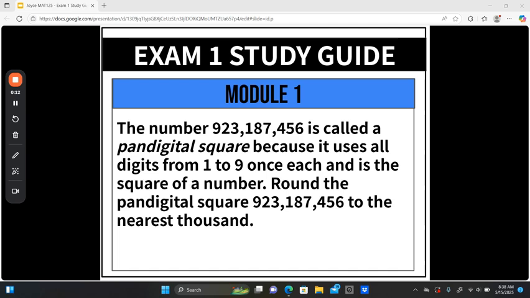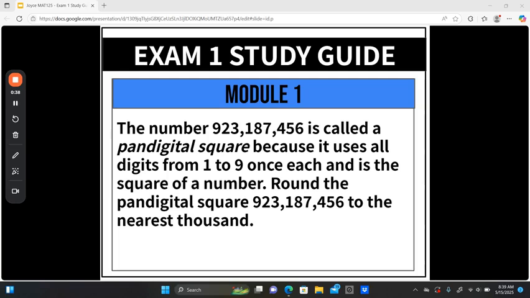The number 923,187,456 is called a pan-digital square because it uses all the digits from 1 to 9 once each and is a square of a number. Round the pan-digital square 923,187,456 to the nearest thousand.